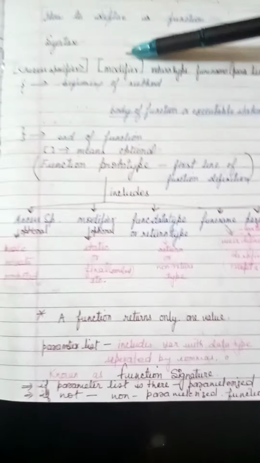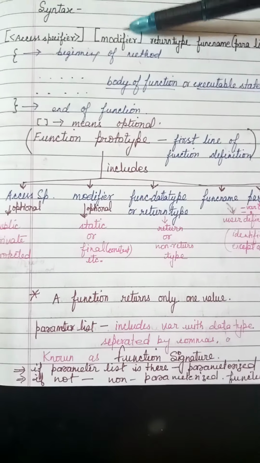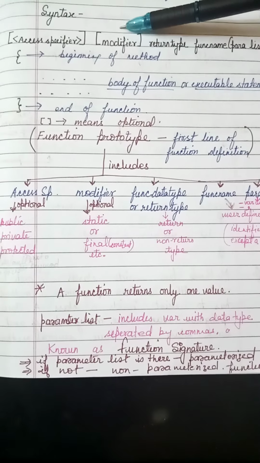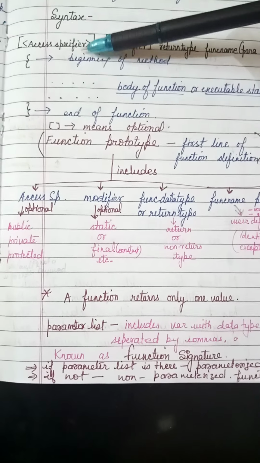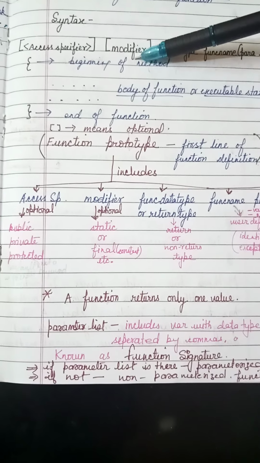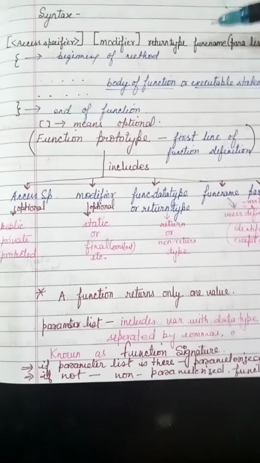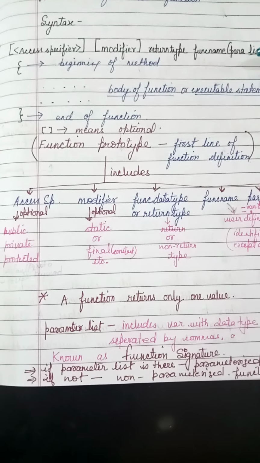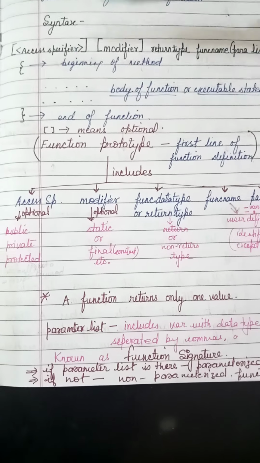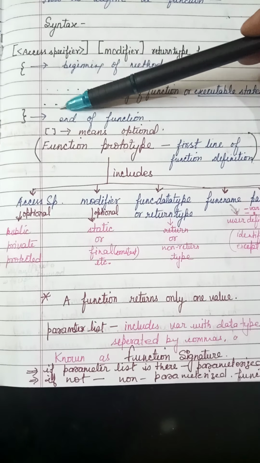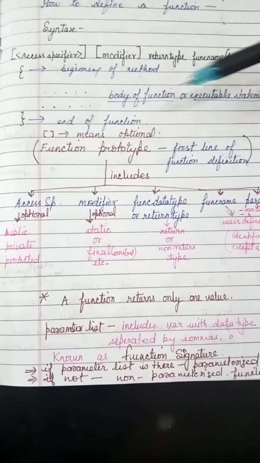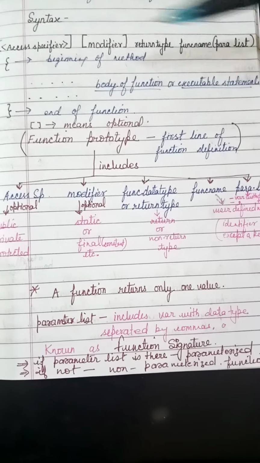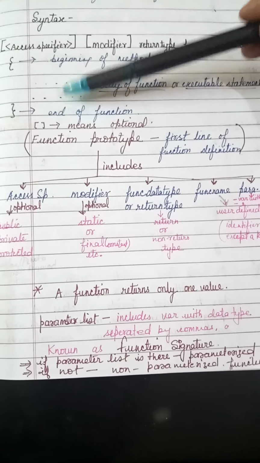So the syntax of how to define a method, if you have to write a method to perform a particular task, you will be writing like this: access specifier followed by modifier, then return type, function name and parameter list within parenthesis separated by comma. Then opening brace, body of function or executable statements, then closing brace.